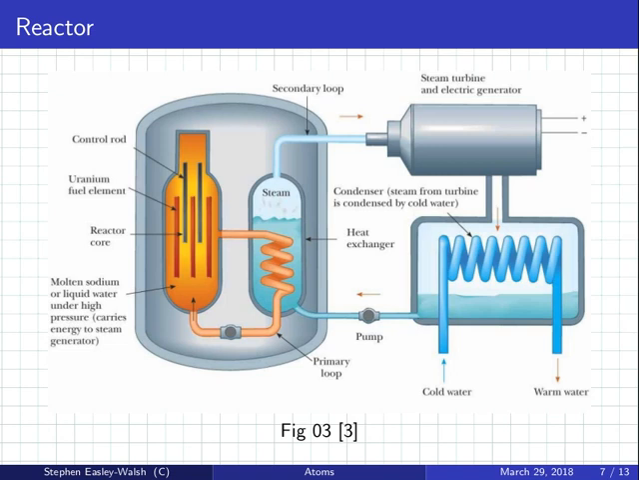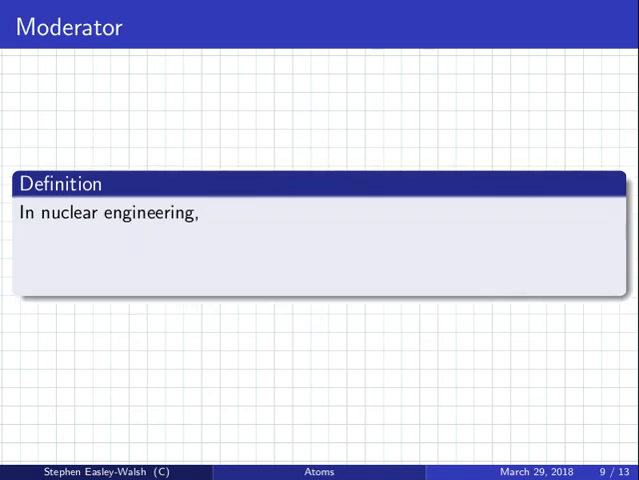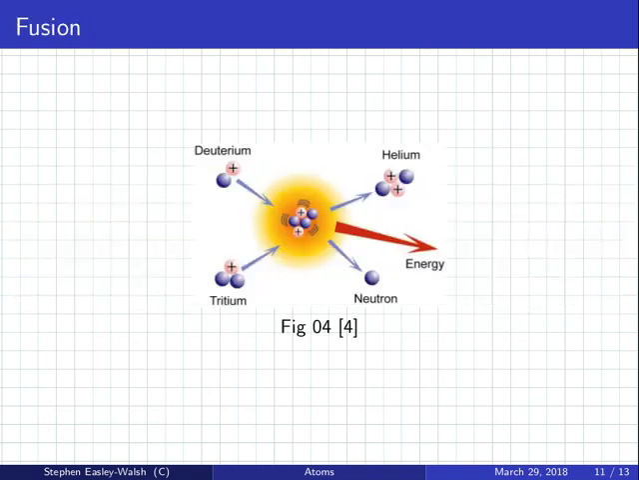The good news, which we'll do next time, is we haven't actually talked about this one. Fusion. Where you have two atoms, they come together and they make a new atom and they release energy. So it's the opposite. In fission, you have one atom and you split it into two, whereas in fusion, you have two atoms and you smash it into one.